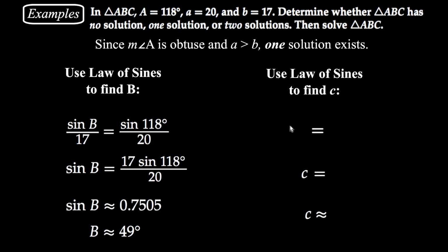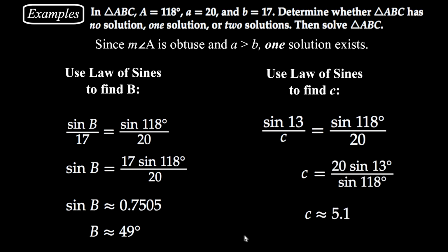Now we can use the law of sines to find side c. We can use the sine of C divided by little side c equals the sine of A over a. I didn't do this in the video, but for angle C, if you add 118 and 49 and subtract it from 180, you end up with 13. So this is angle C, and you have to calculate that first. Then cross multiplying, we get 20 times the sine of 13 divided by the sine of 118. And c works out to be about 5.1.